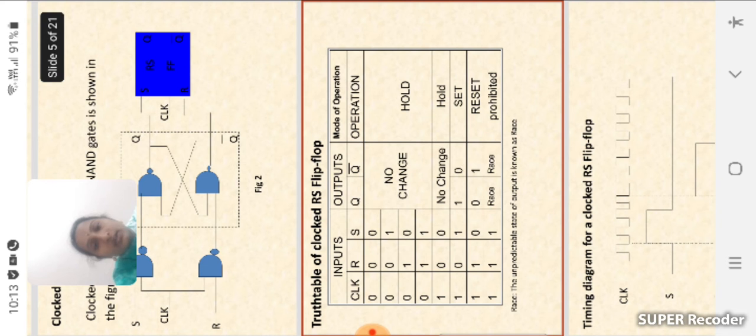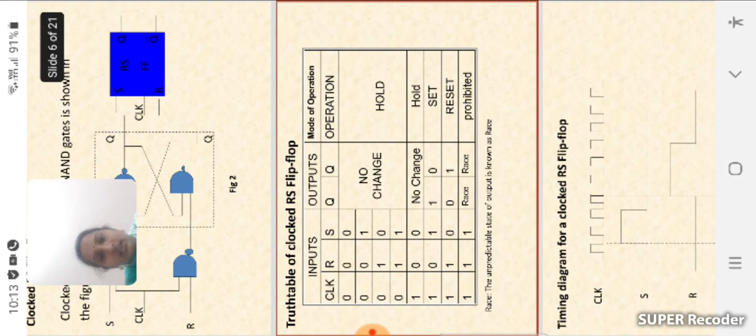But if the clock pulse is applied, then the outputs are changed according to the inputs. If the clock pulse is 0, the outputs are not changed. Outputs are not changed even though the inputs are present. But if the clock pulse is applied, outputs are changed according to their inputs.